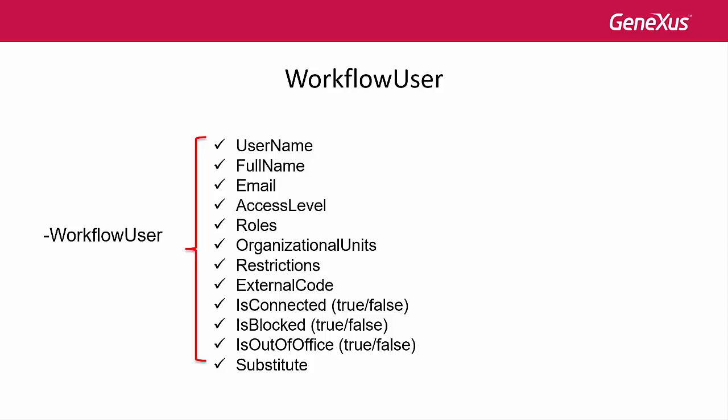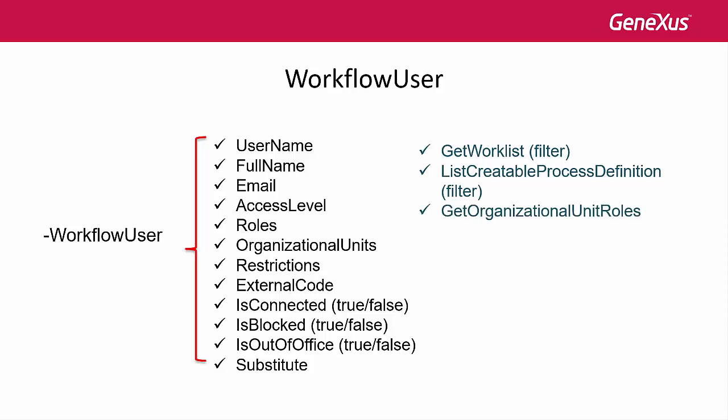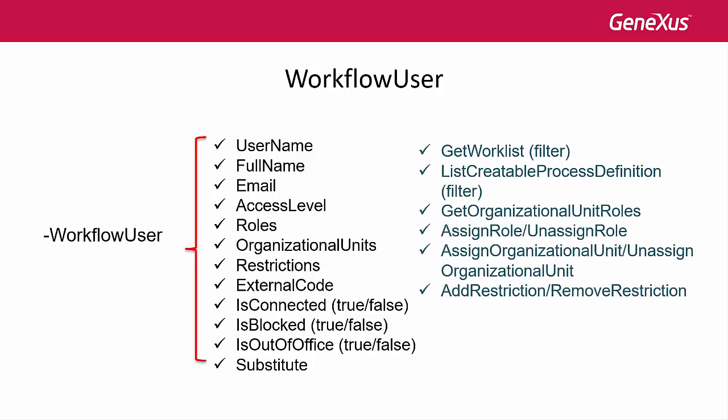Besides those properties, the data type includes a lot of functionality. You can get the user current work list, or the list of processes the user has rights to start, using the filters described before. Provided your user has enough access level, you can also get the roles defined by the organizational unit that the user has. You can assign or remove roles, organizational units, and restrictions from these and other users. Also, as an administrator, you can block or enable a user or set it as out of office, in which case you may also select another user as its substitute.